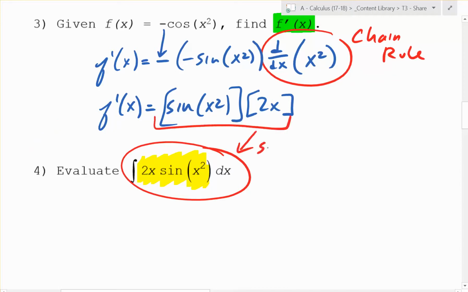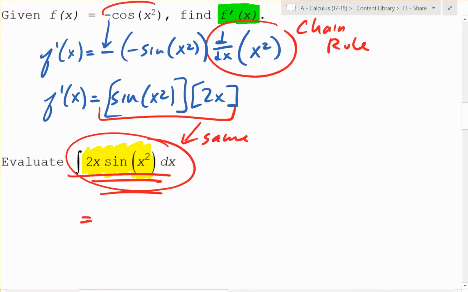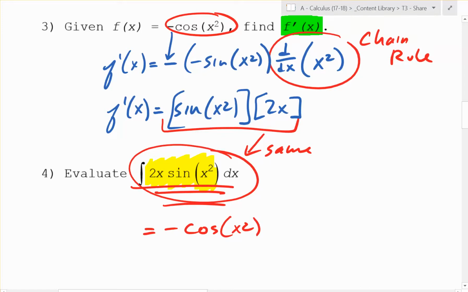This and this are the same. So what does it tell you the antiderivative of this is? Well, it tells you that the antiderivative is going to be this right here: negative cosine of x squared. We know that because we just did out the derivative. So basically, this is a huge hint about how to do number 4.